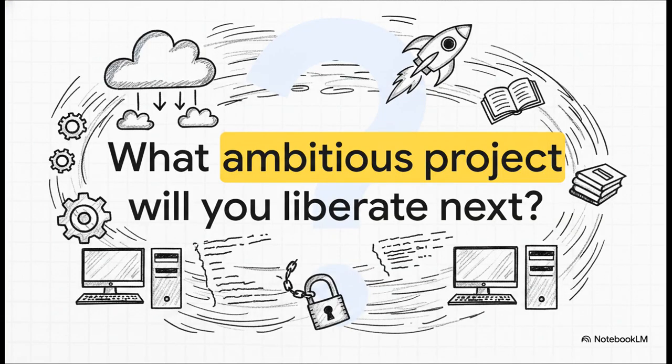Well, there you have it. We've dug into the massive token savings, those super strict delegation rules, and the exact local setup you need to pull this off. I really believe this hybrid workflow completely changes the economics of open source development. So I'm going to leave you with this one thought. Now that you actually know how to build a completely free AI coding agency right on your own desktop, what ambitious project will you liberate next?